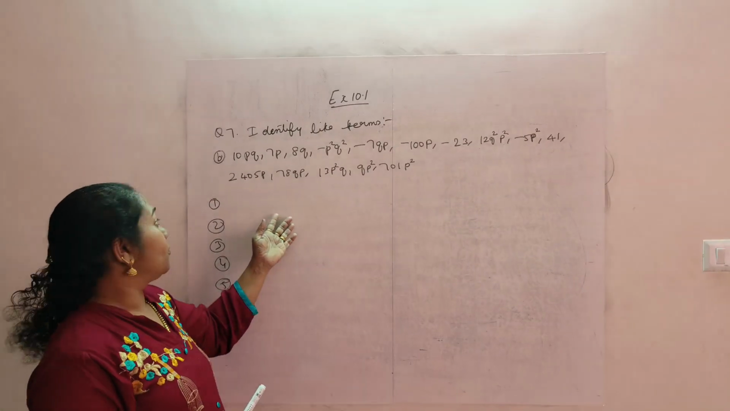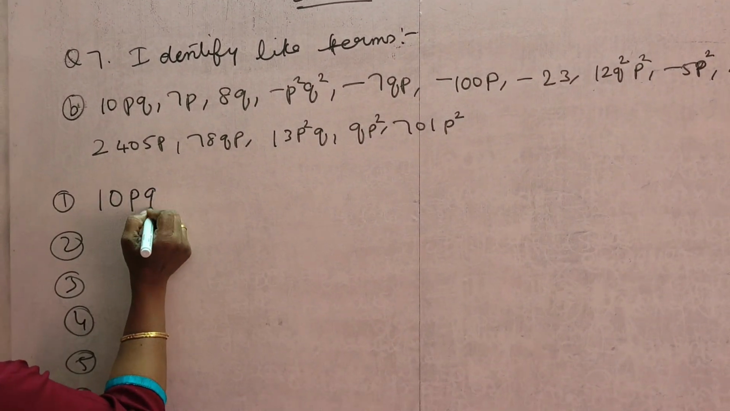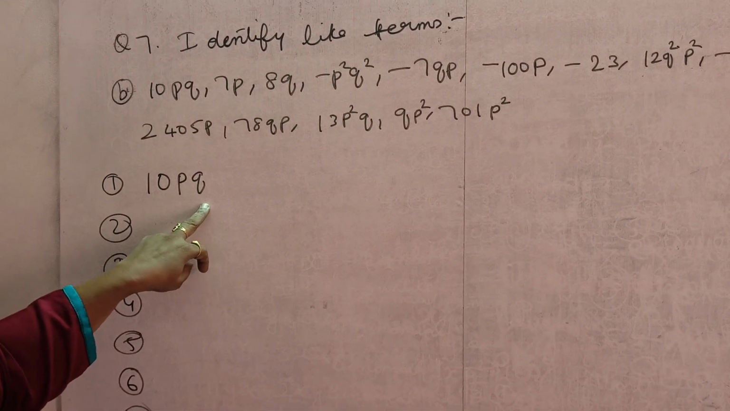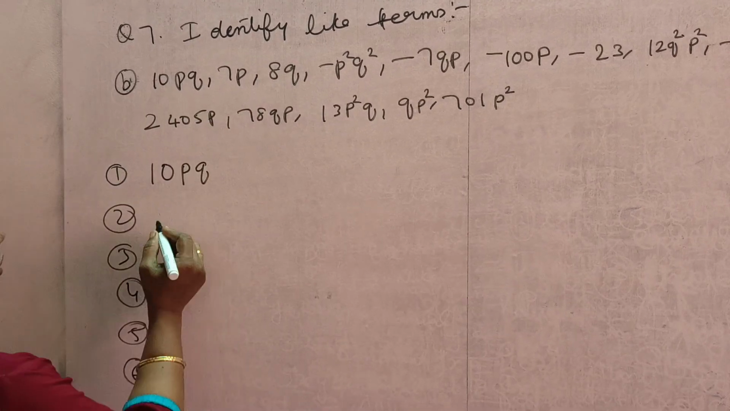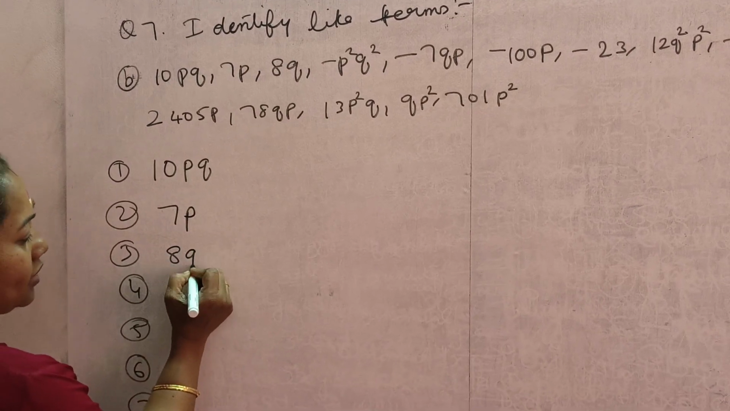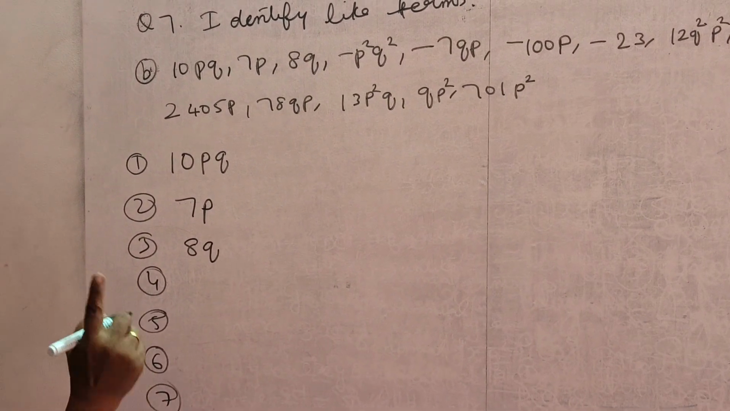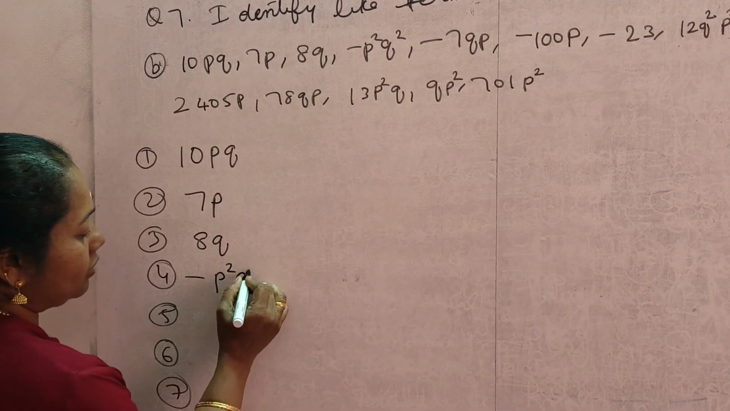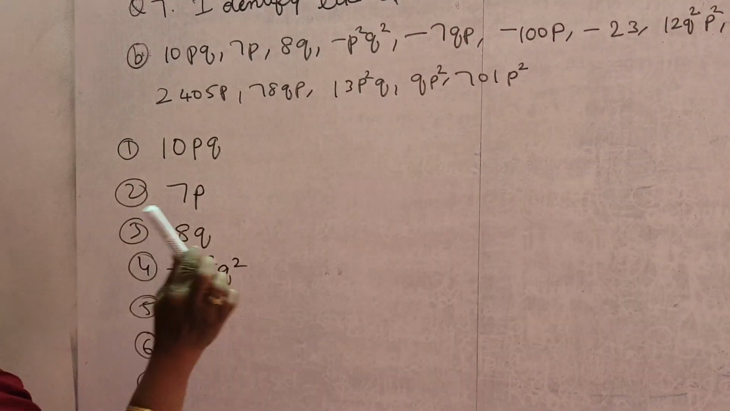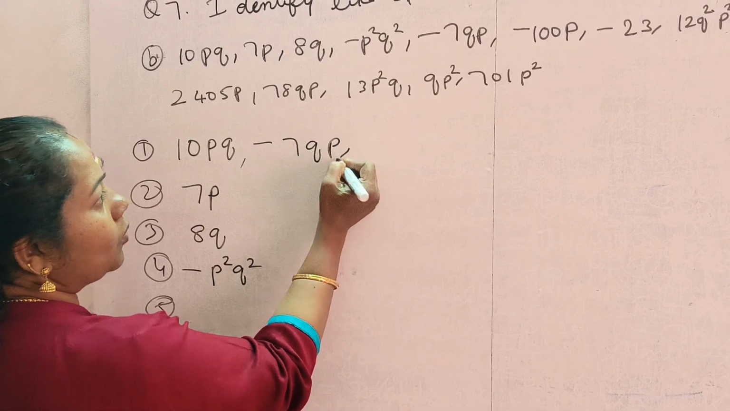Okay. Now the second part. 10pq. Let us write here 10pq because p and q are of single power 1. P has one power and q also has single power. Next 7p, that is different. So we have to write here. 8q, only q is there. So we have to write separately again. Now p squared, q squared. P and q both have power 2. So minus p squared, q squared. Next one is minus 7qp. P and q are ones. It is there. So it will be with this one. These are the like terms of 7qp.